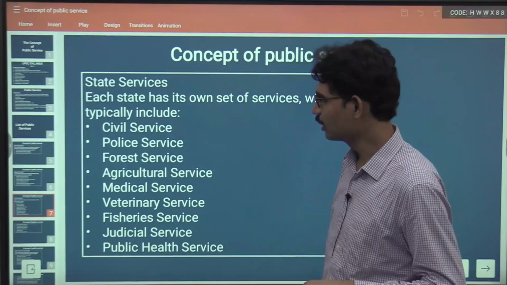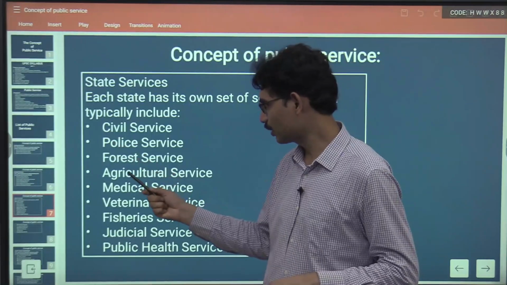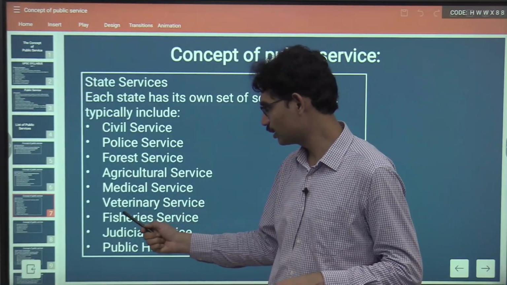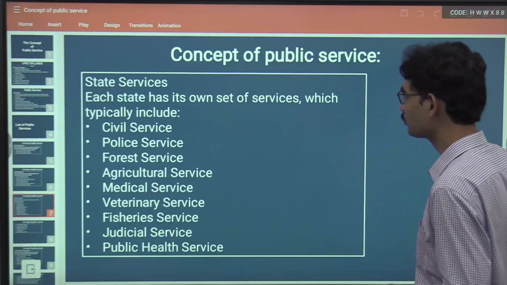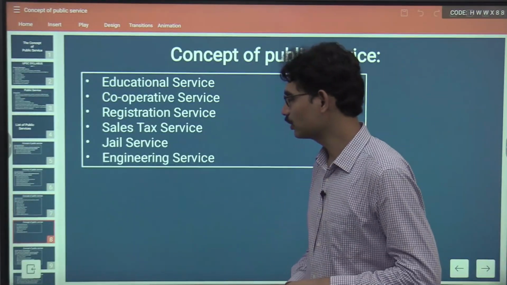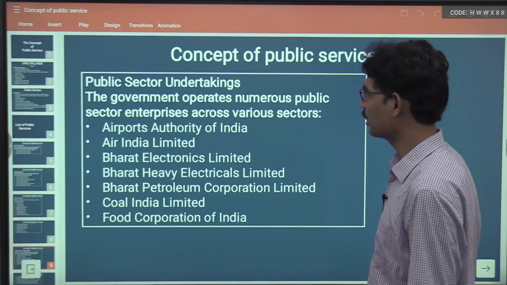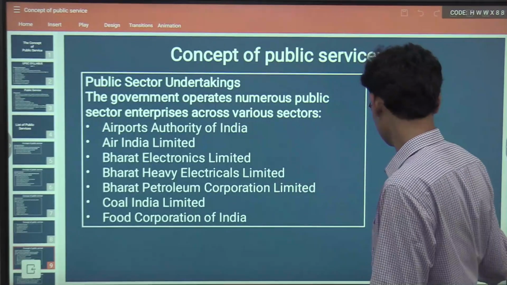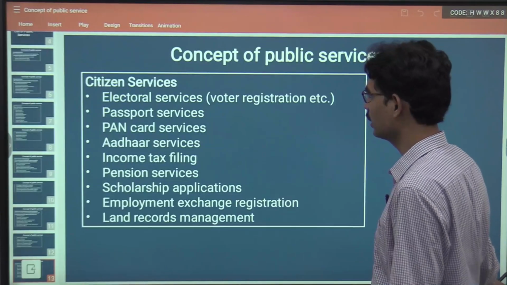Various services: each and every state also will have their own services, like police service, forest, agricultural, medicinal, veterinary, fisheries, different services are involved. Educational, cooperative, registration, these are all various examples. Now, after knowing the examples, there are also different public sector undertakings. It was also part of the service.